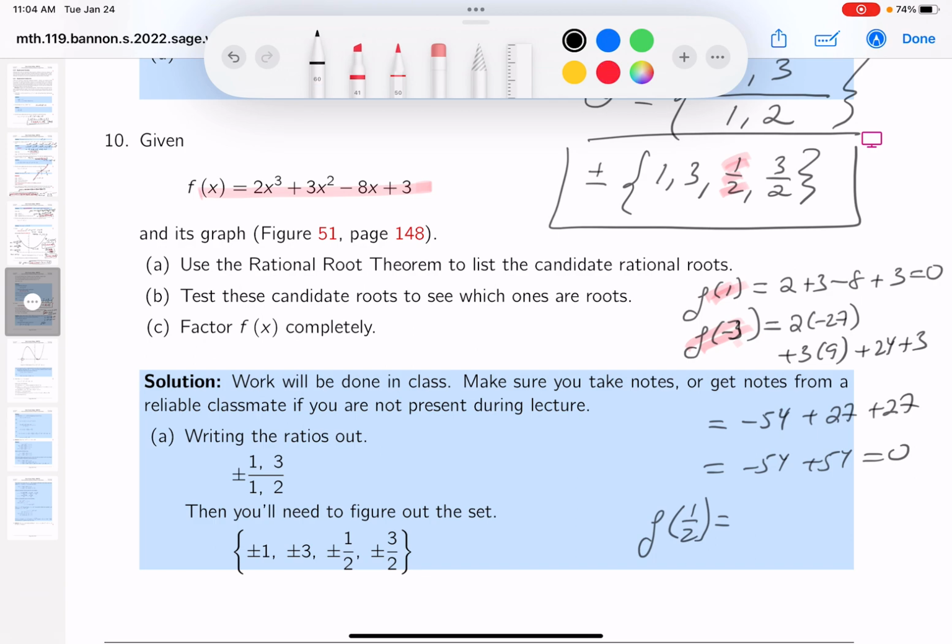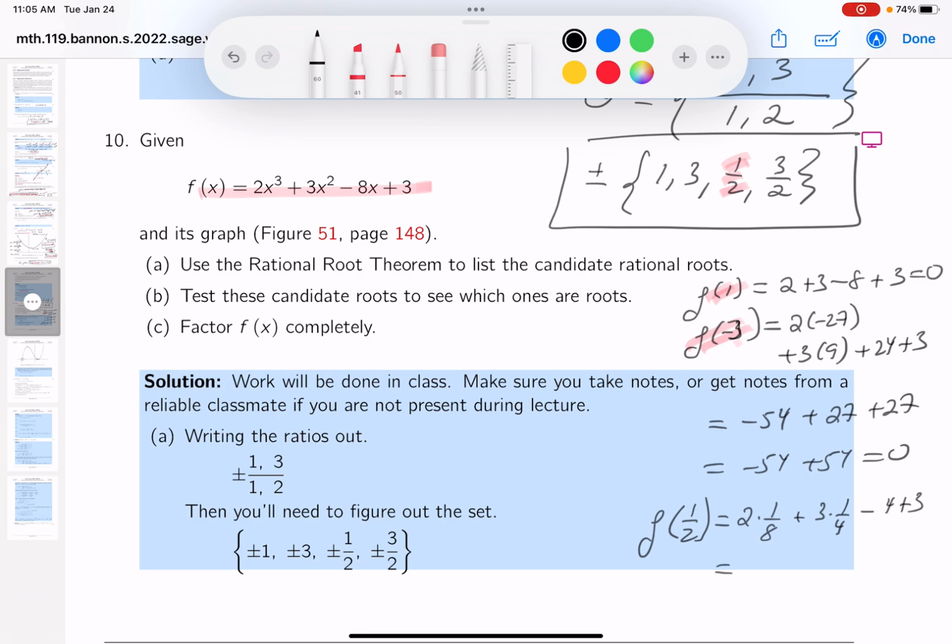And I'm hoping that does give me the 0, all right? Otherwise, I've got troubles. All right, what do you get over here? Well, that's going to be 2, and 1/2 cubed is 1/8. And the next number is going to be plus 3 times, well, 1/2 squared is 1/4. Then it's going to be minus 8 times 1/2, which is 4, and then we get 3.